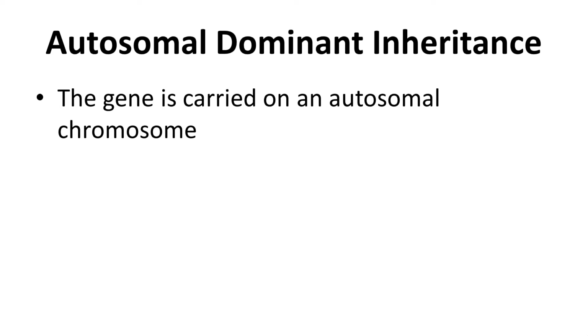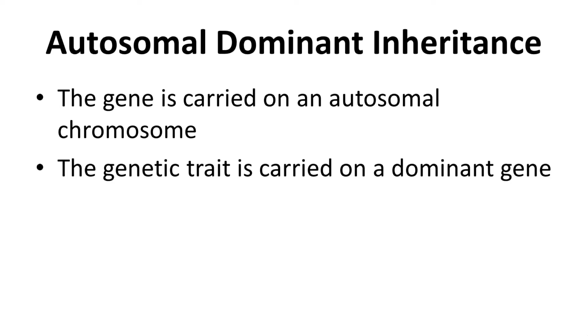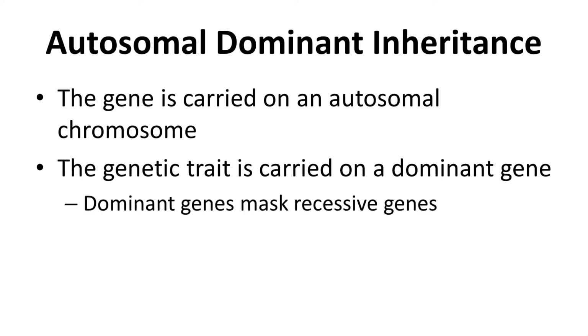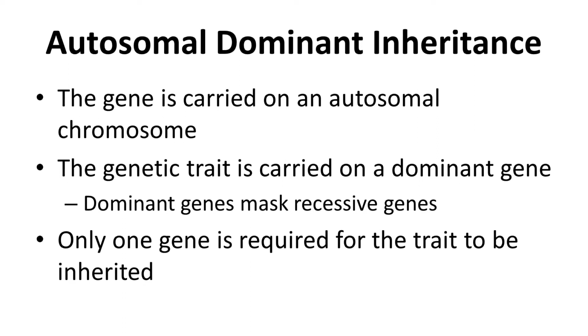In this form of inheritance, the gene is carried on an autosomal chromosome, and the genetic trait is carried on a dominant gene. Dominant genes mask recessive genes, and for this reason, only one gene is required for the trait to be inherited. Next is autosomal recessive inheritance.